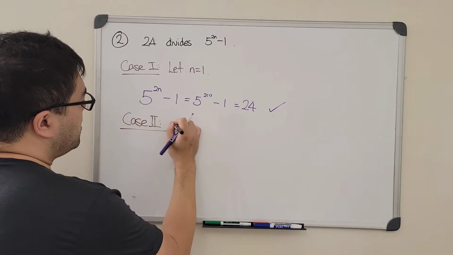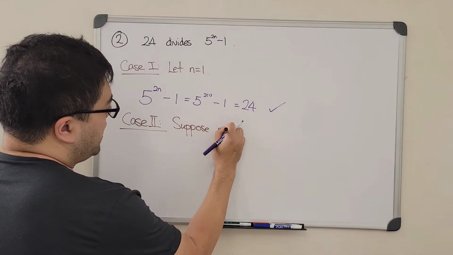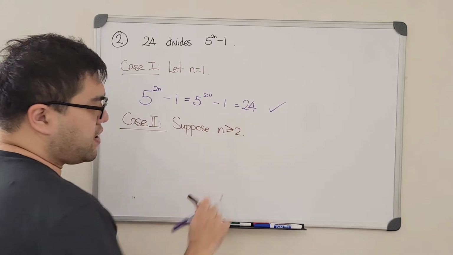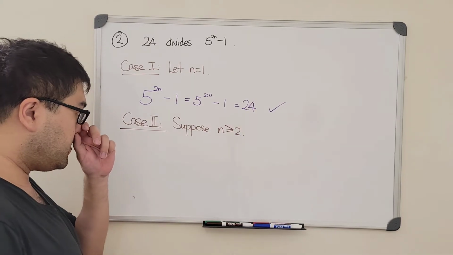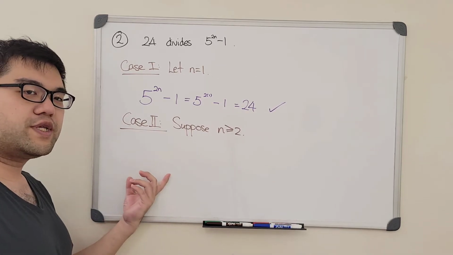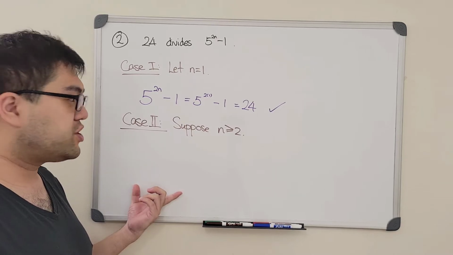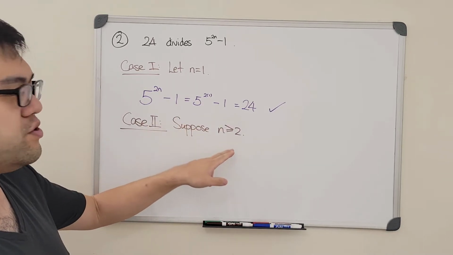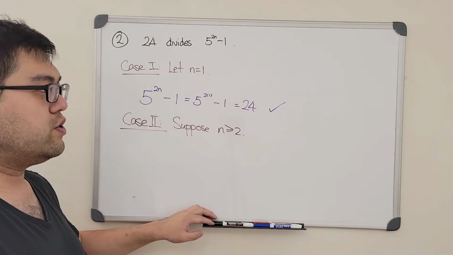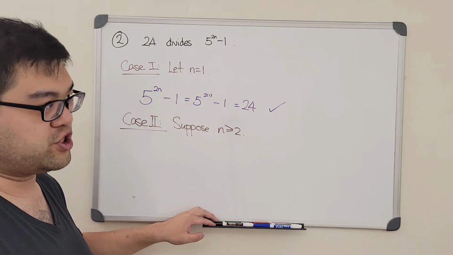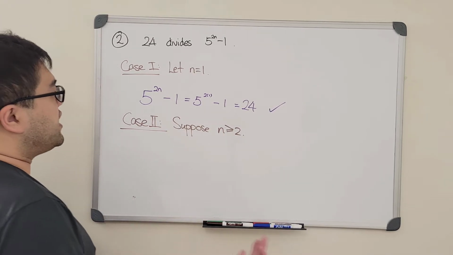Case 2. Suppose n is greater than or equal to 2 now. In this case, we're not using the proof of induction, but what we're going to do is use a very powerful tool, which is called the geometric sum or geometric series, if you have remembered, which says the following.